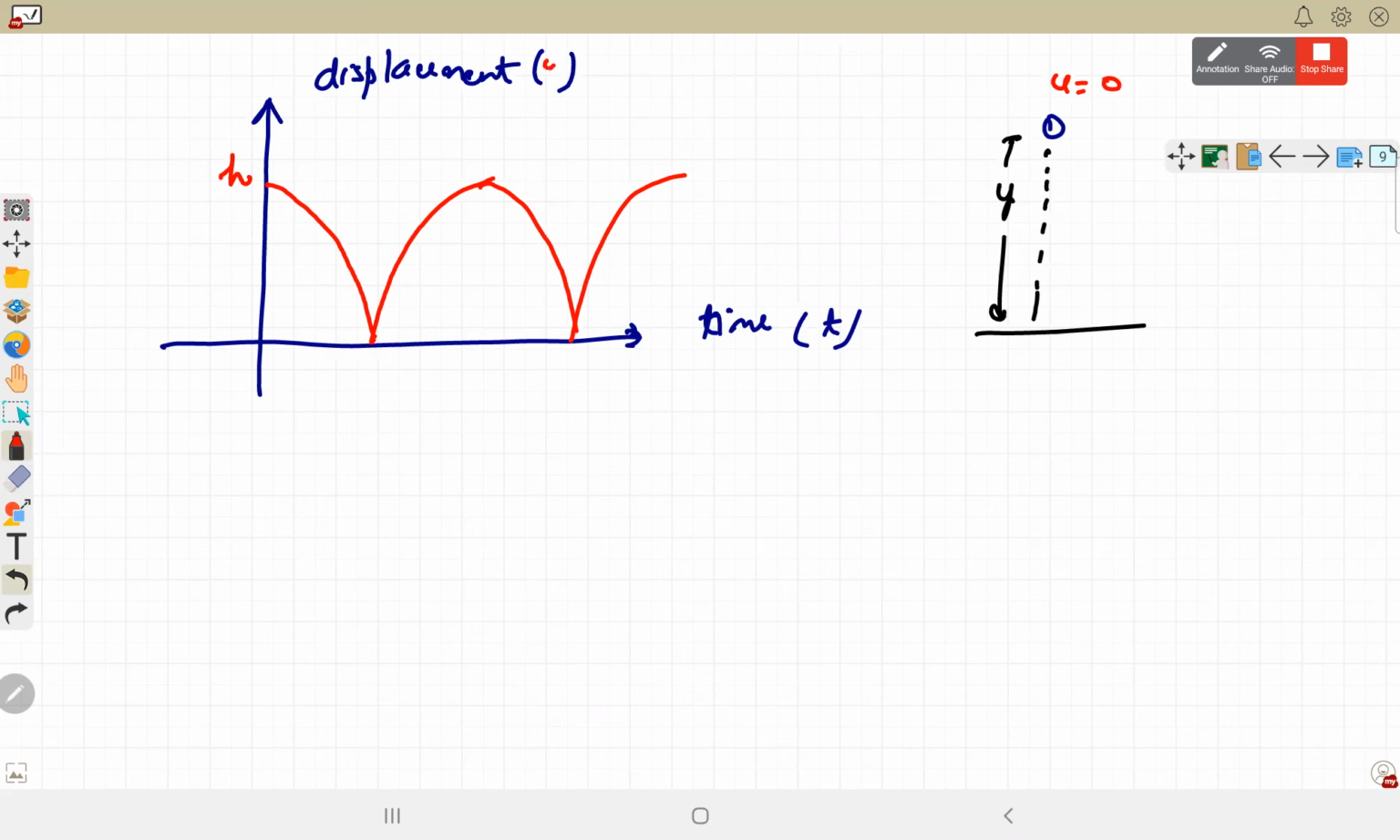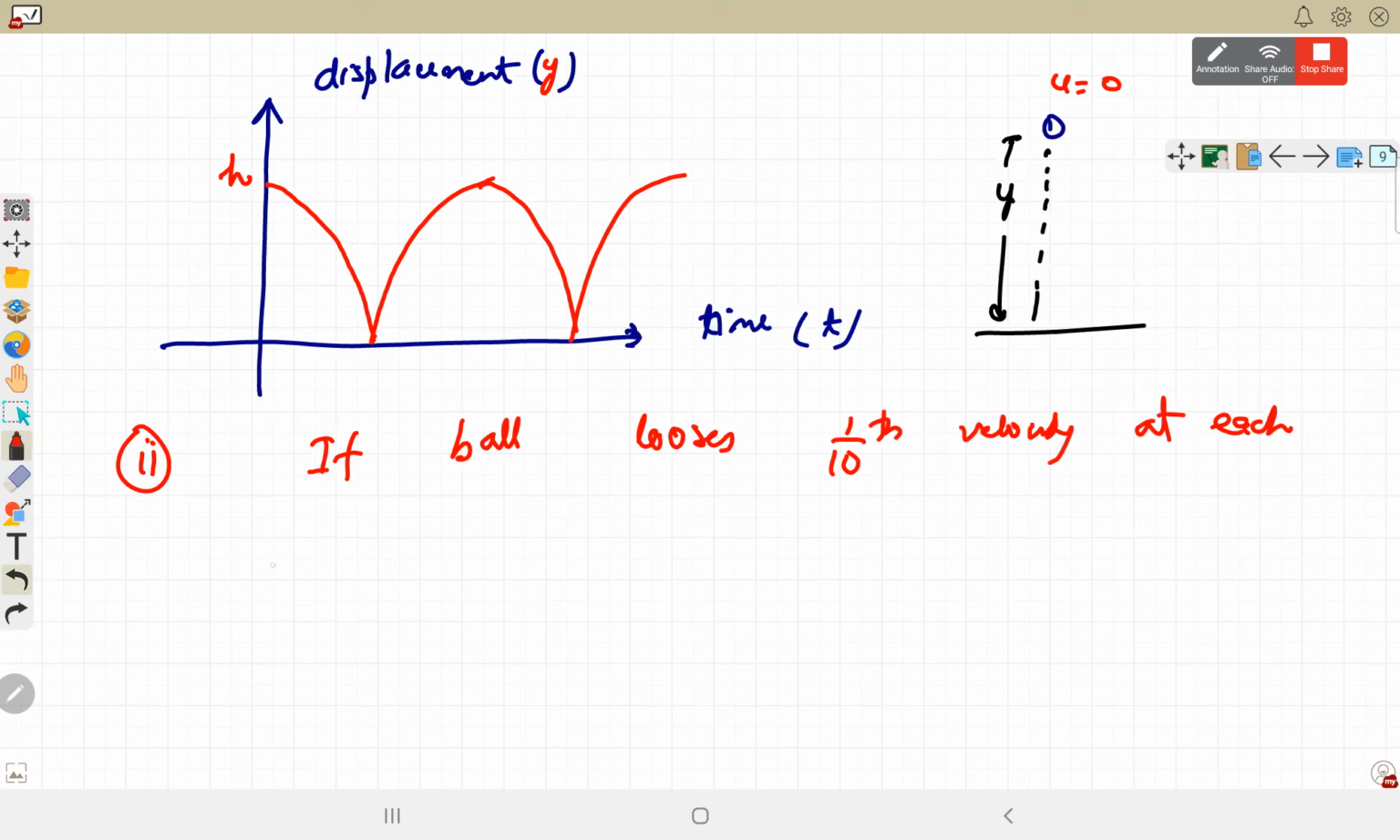इसी में second case क्या था? अगर suppose after every collision, the ball loses 1/10, ये NCERT का question है. Ball loses 1/10 velocity or speed at each collision. Find its velocity versus time.